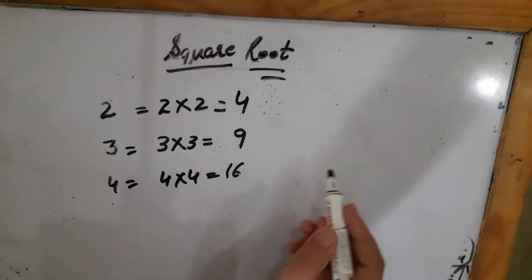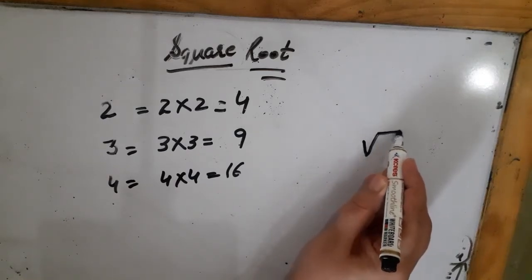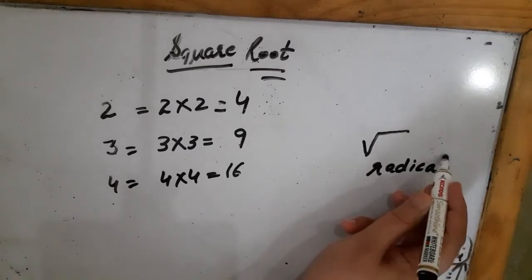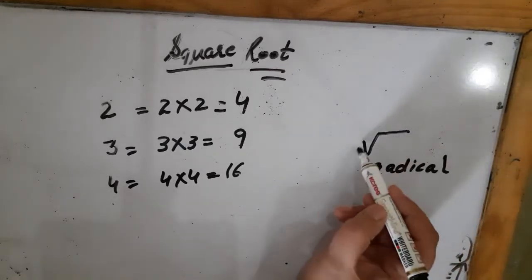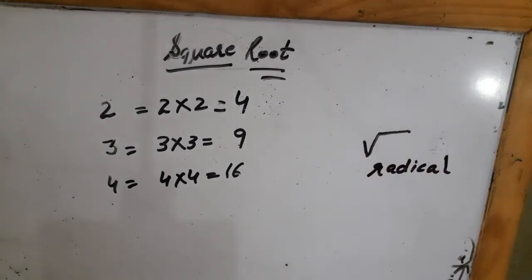First of all, I'll tell you what the sign of the square root is. This is the sign of a square root, which is called radical. So this is the sign of the square root. Now what is a square root? Square root is the opposite of the square. Now I'll tell you this with an example.